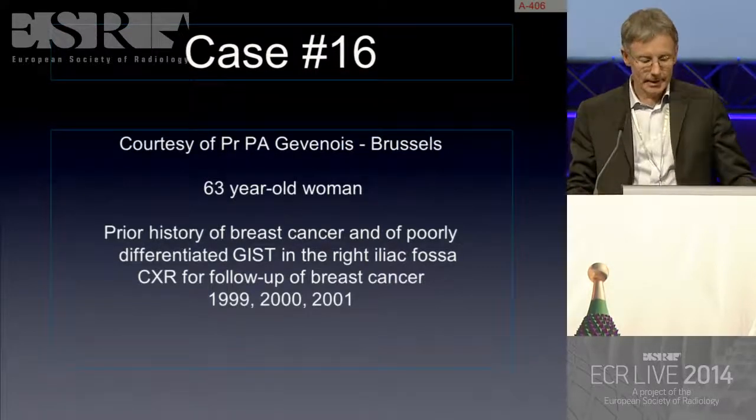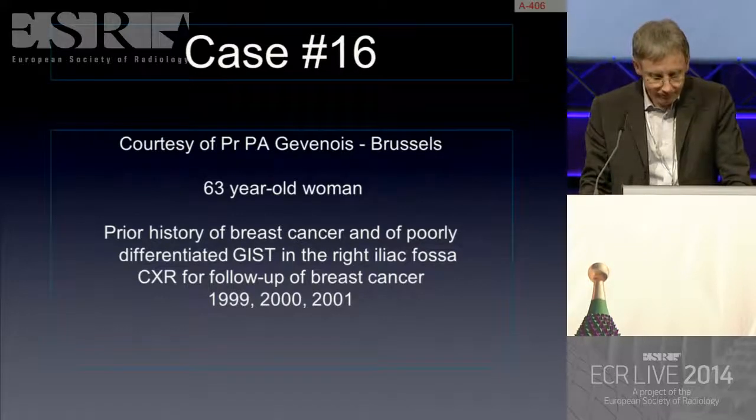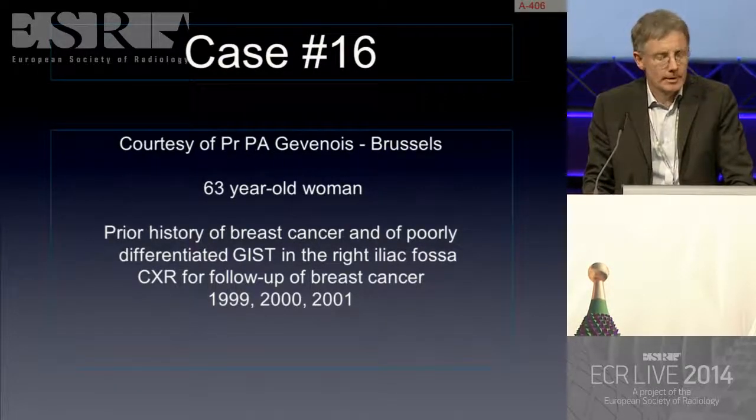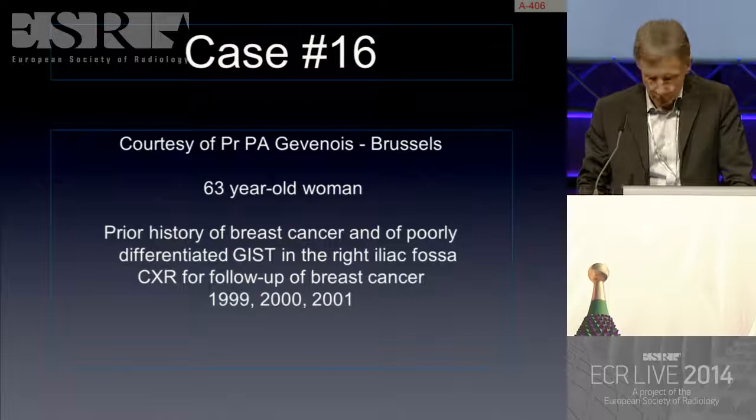Now, this case is courtesy of our colleague, Professor Jovenois in Brussels. A 63-year-old woman with a prior history of breast cancer and of poorly differentiated gastrointestinal stromal tumor in the right iliac fossa. She had chest X-ray follow-ups for her breast cancer in 1999, in 2000, and in 2001.